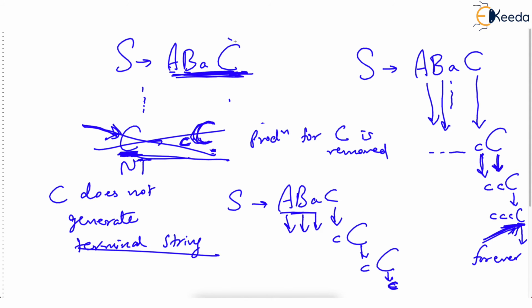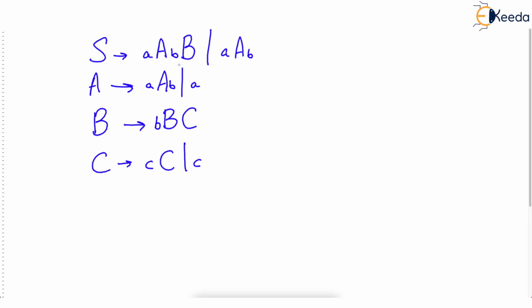Just see, C occurs here on the right hand side. So you simply remove this right hand side. I hope you are understanding. The right hand side where C occurs, that production is removed, and the entire production of C is removed. Now come back to our example.